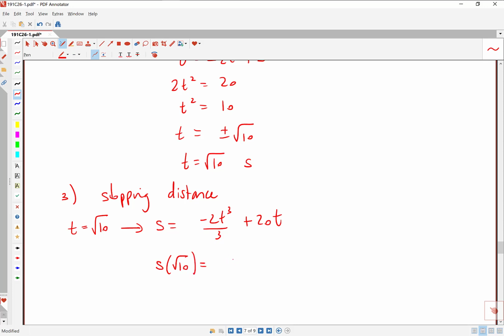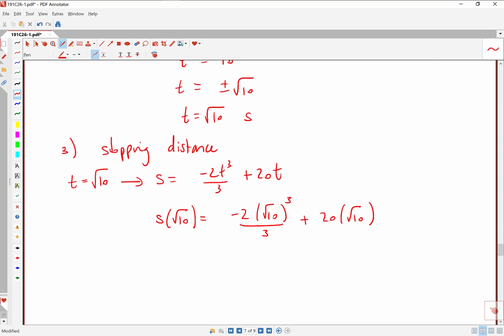What we're going to sub into our calculator: negative 2 times root 10 cubed over 3 plus 20 times root 10. We'll have our final answer coming up here. So it's about 42.2 meters for stopping distance.